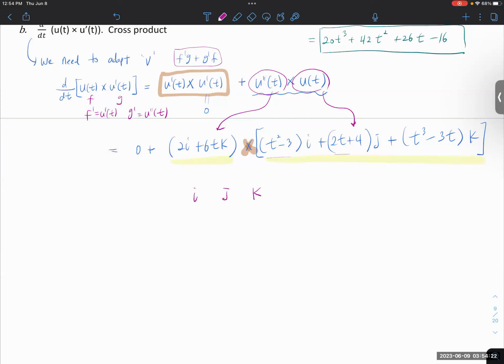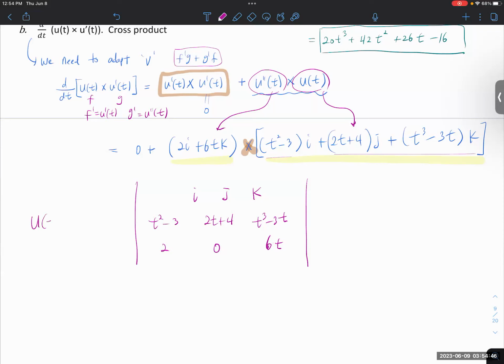I'm going to write down the u prime first. t squared minus 3, 2t plus 4, t to the third minus 3t. And then for the u double prime, there's no j, so we have a 2, 0, 6t. So this is your cross product, correct?